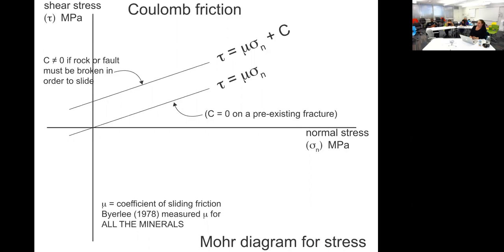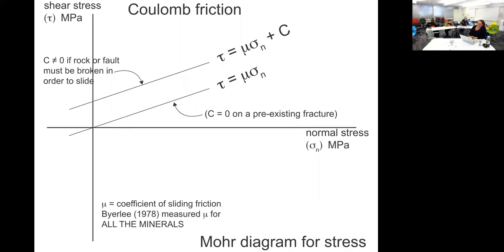If you had a case like Ashley's plastic blocks that were glued together, or a fault that had been cemented or something, so that you had to actually break the rock in order to start slipping, then the cohesion would not be zero, it would be more than zero. So then we would end up with something like the upper failure line on this plot, tau equals mu sigma plus c.